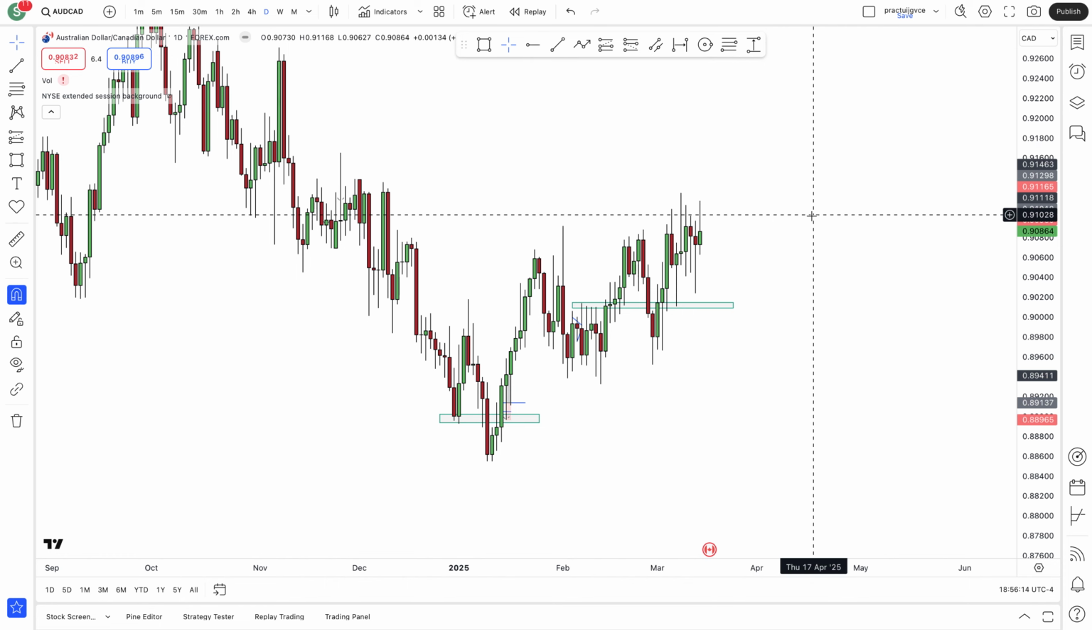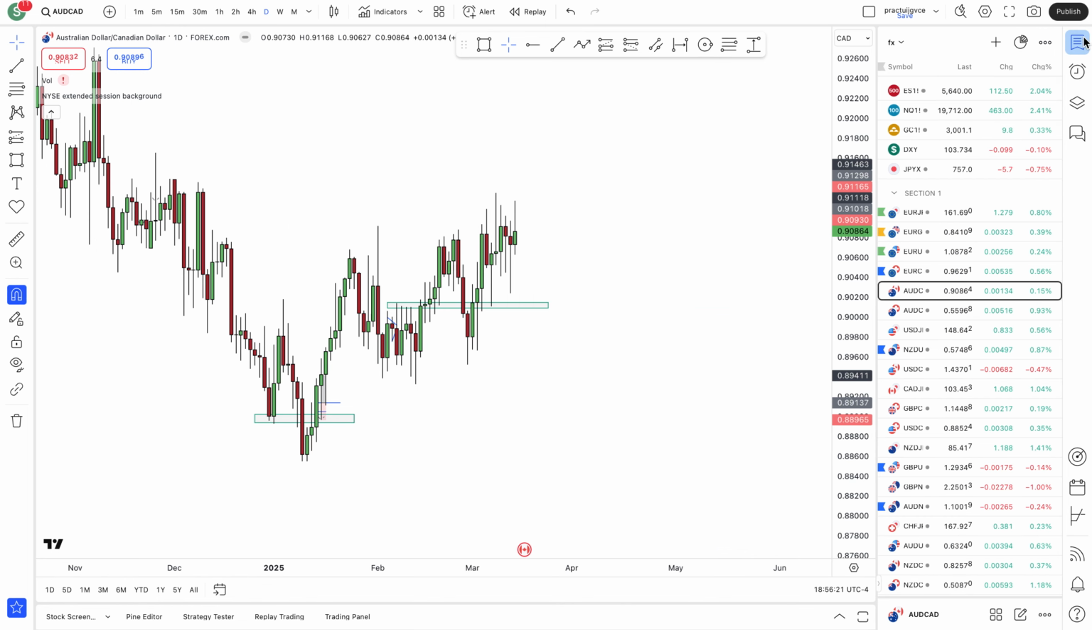I'm going to show you a couple examples, two examples. These were trades that I took. Okay, let's get into it.